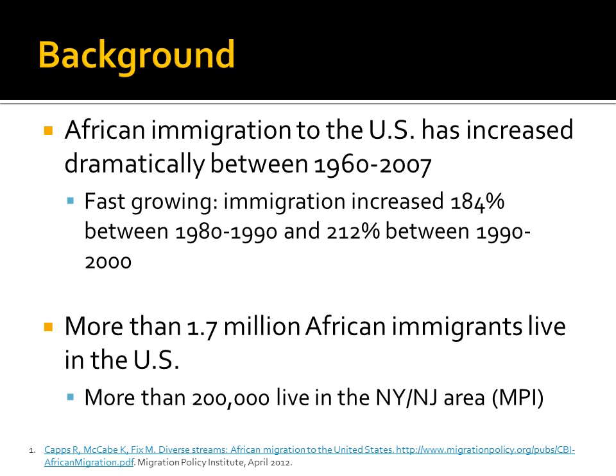So what we do know in the United States is that the number of African immigrants has increased dramatically from 1960 to 2007. It's by many standards considered the fastest growing immigrant population. Immigration increased 184% between 1980 and 1990 and 212% between 1990 and 2000. It's estimated that more than 1.7 million African immigrants live in the United States, and more than 200,000 people of African origin live in the New York, New Jersey area.